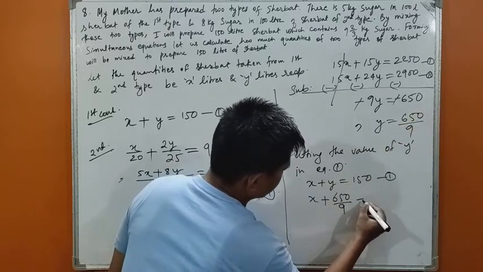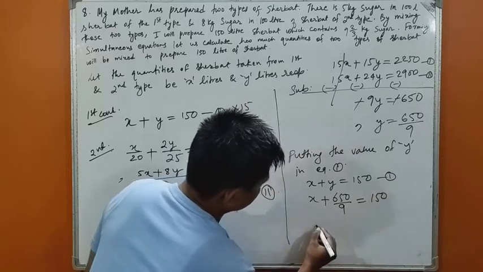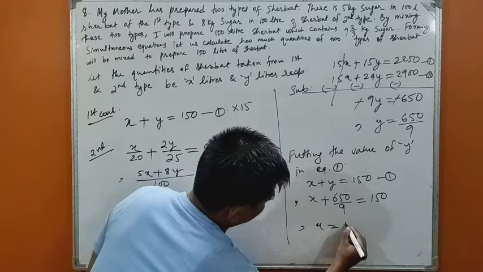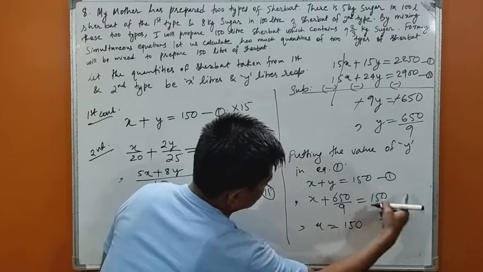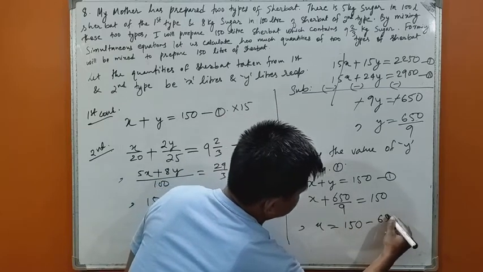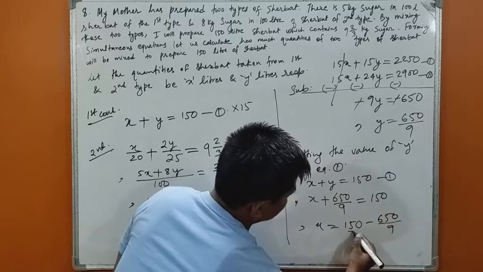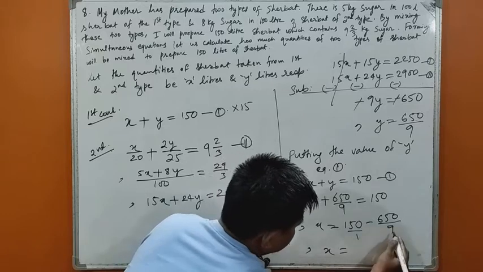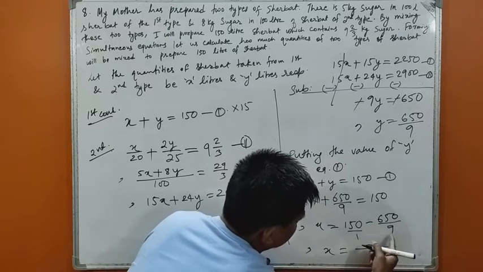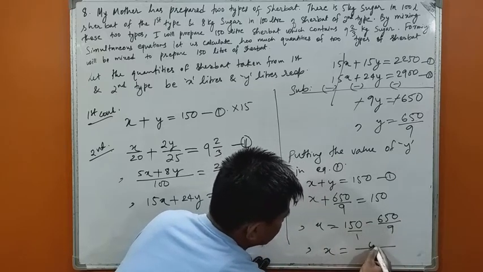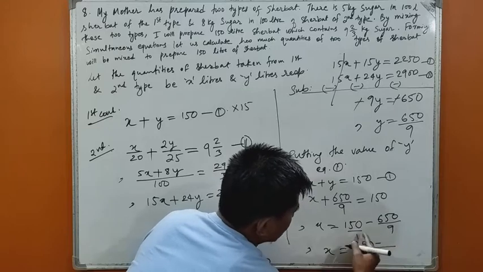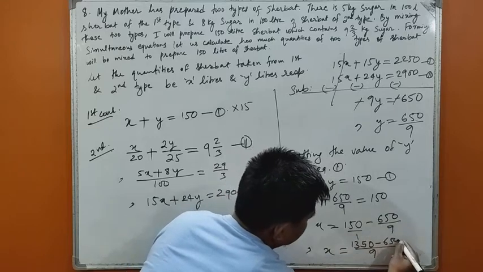650 upon 9 equals 150. Or we have x equals 150. This plus goes to the right hand side and becomes minus. 650 minus 9. So there is 1 in the denominator of 150. x equals 9 and 1. Take the LCM, 9. 9 into 150. 9 zeros are 0. 9 fives are 45, means 5. 9 ones are 9 plus 4 is 13 minus 1, 650 is a 650.